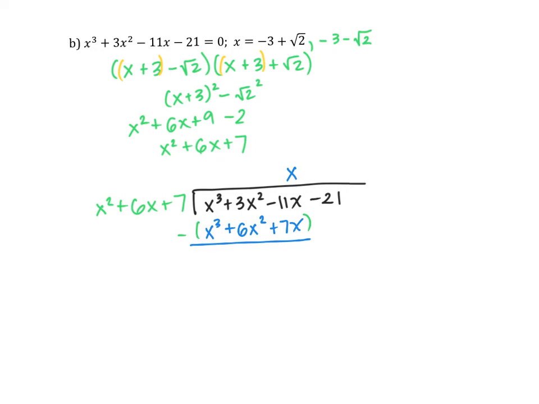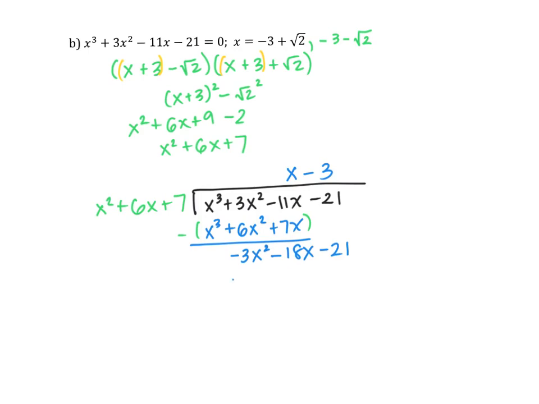3x squared minus 6x squared is minus 3x squared. Minus 11x minus 7x is minus 18x. I'm going to bring down the minus 21. Okay, now we repeat. Okay, let's look. I have x squared times something to get negative 3x squared. So I'm going to need a minus 3.